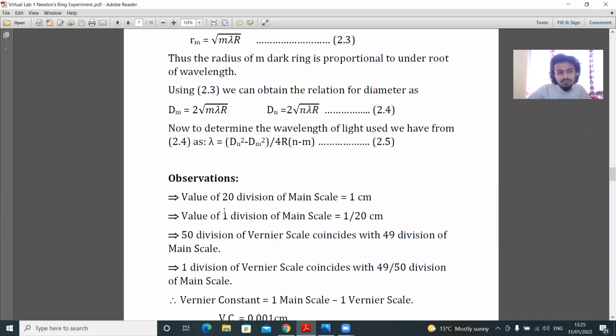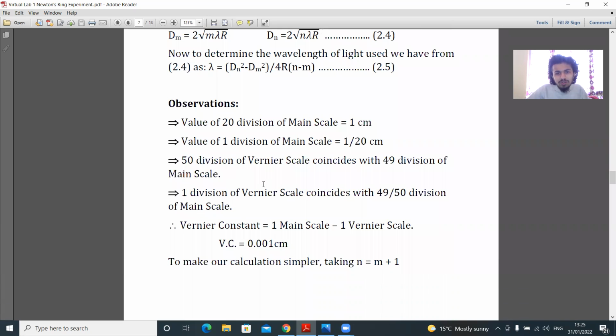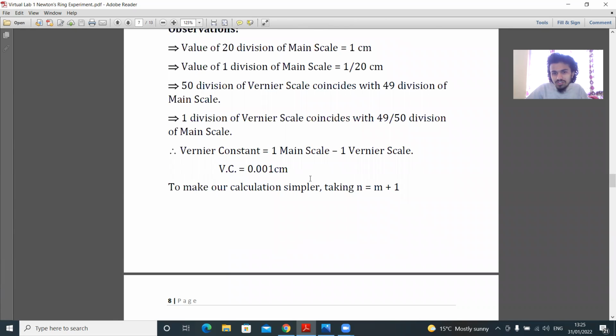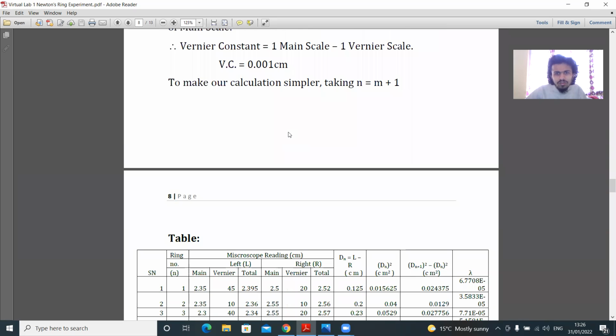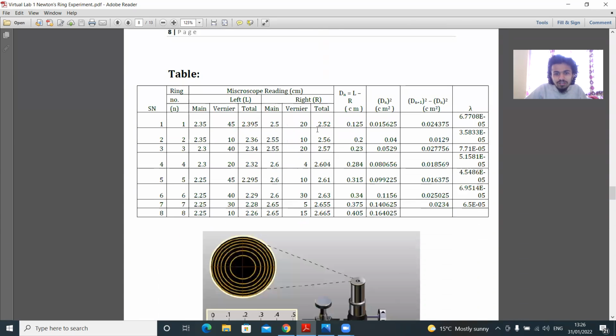And for the observation in this experiment, first of all, we need to find the Vernier constant. The Vernier constant gives the precision of the instrument. Here in this condition, we have a Vernier constant of 0.001 centimeter. And for convenience of calculation, for dn square minus dm square, I choose consecutive rings, meaning the difference between second and first, third and second, fourth and third, like that. In that pattern I choose, and the observation is taken like this.